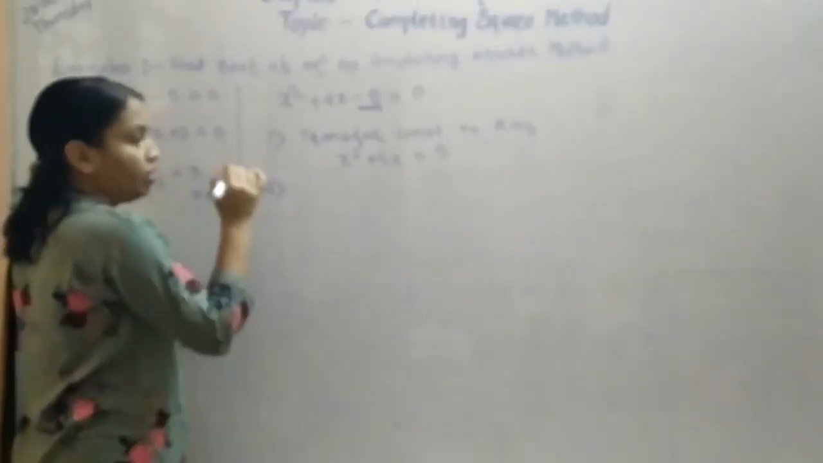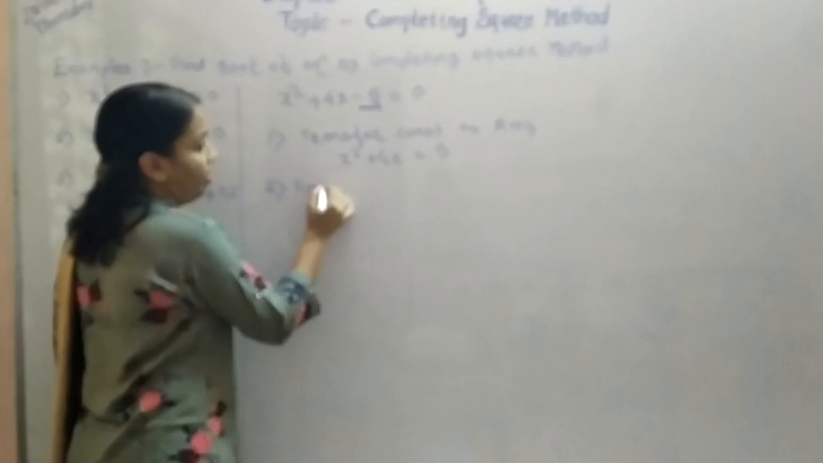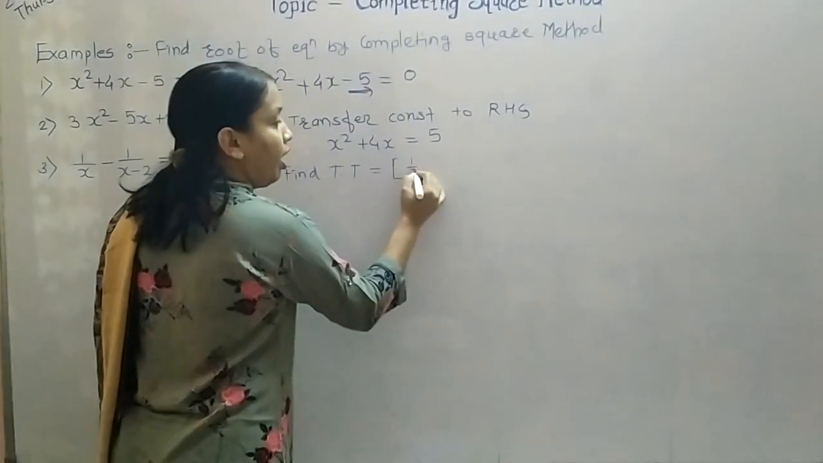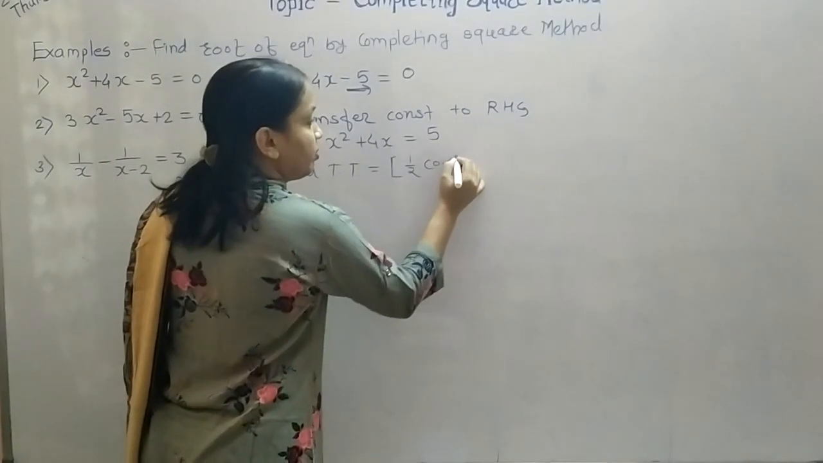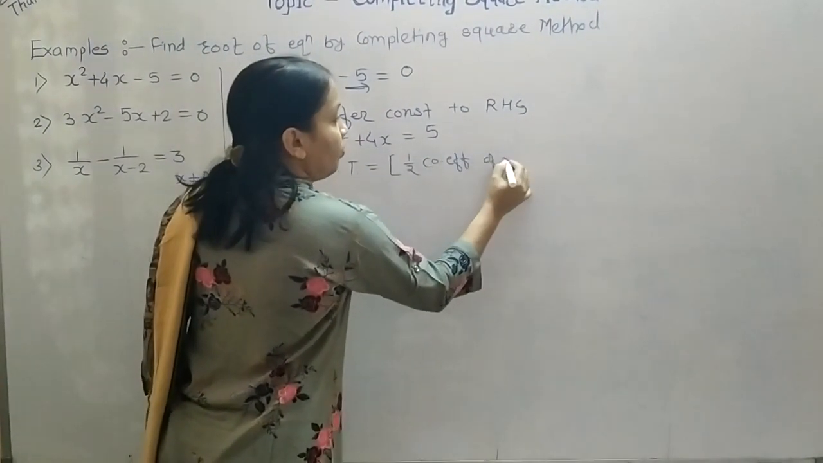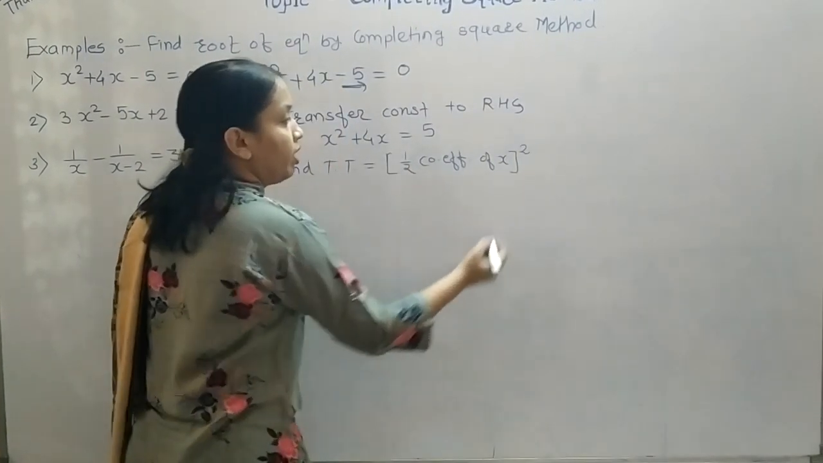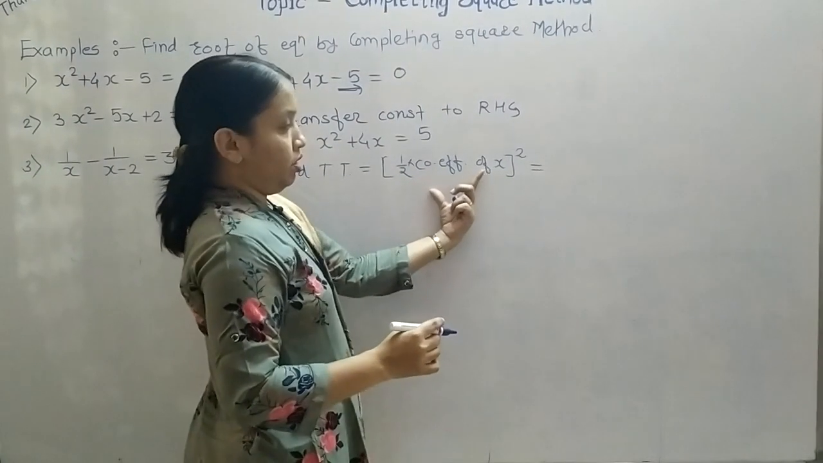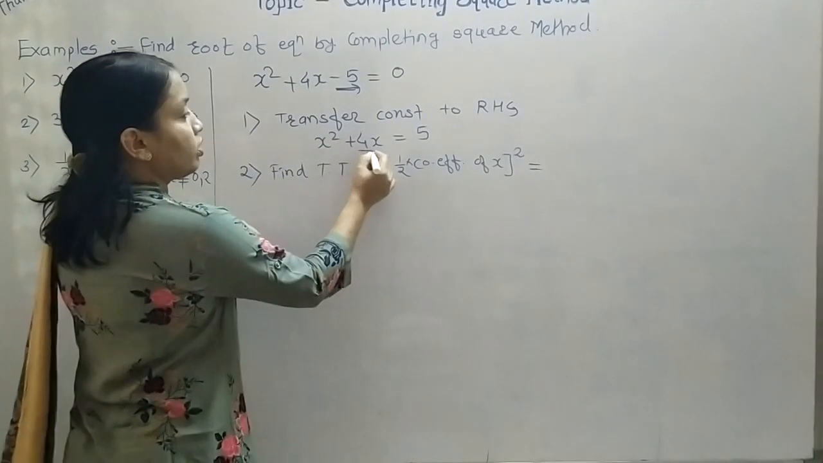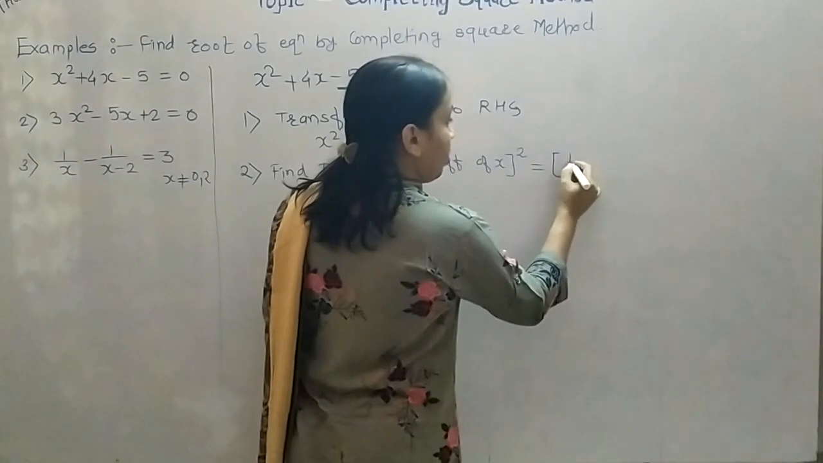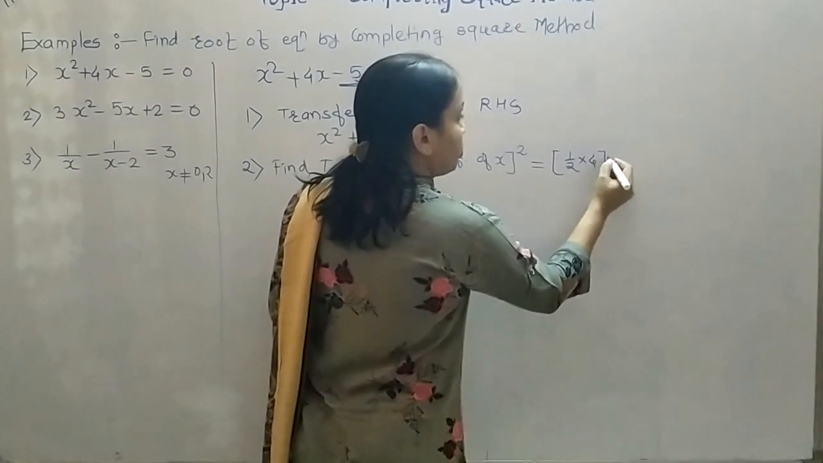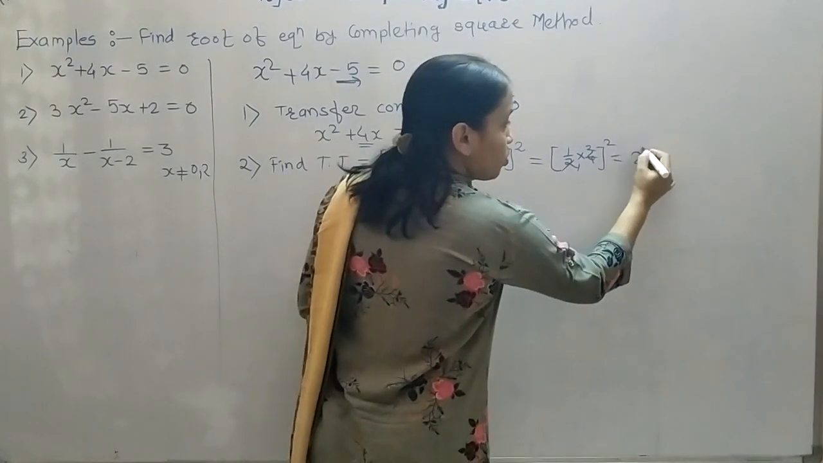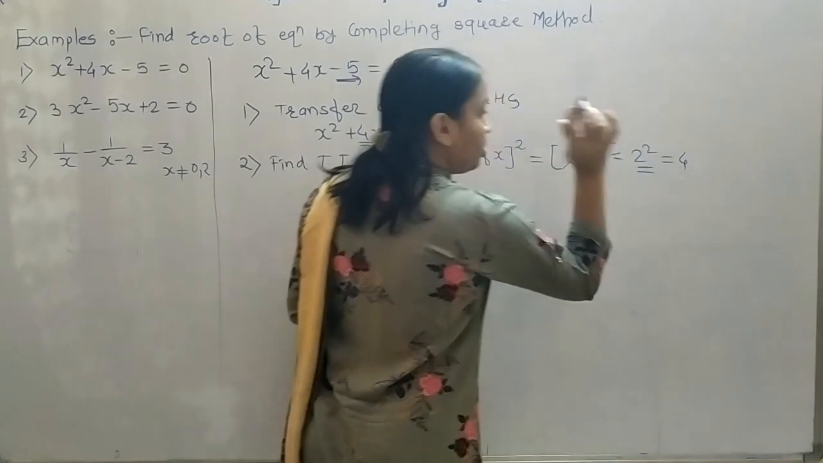Now the next step: find the third term, which is equal to half of the coefficient of x, in brackets, square. First do the half and then take its square. Now what is the coefficient of x? Plus 4. Therefore half into 4 and its square. Half of 4 is 2, so only 2 square remains, which is equal to 4. We use this 2 square.